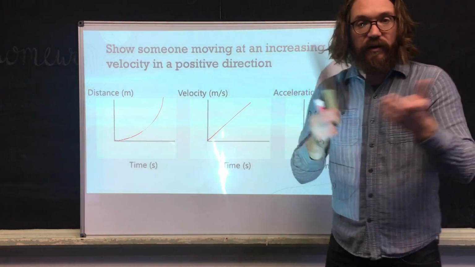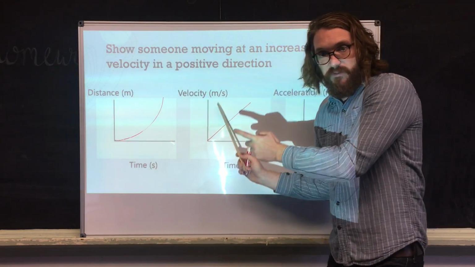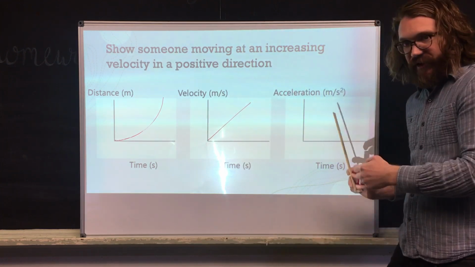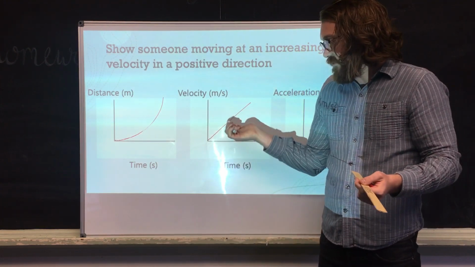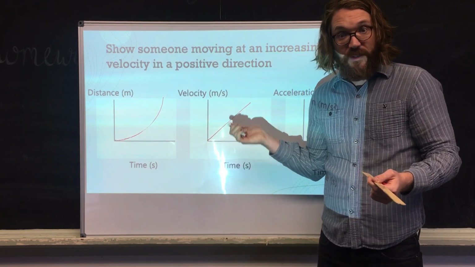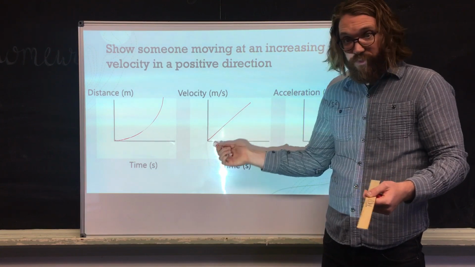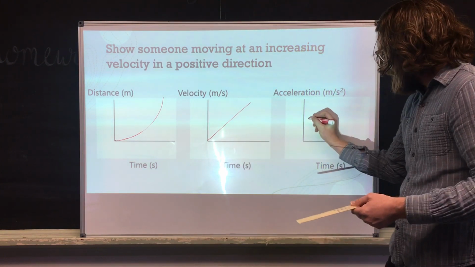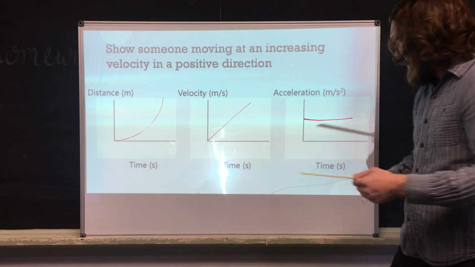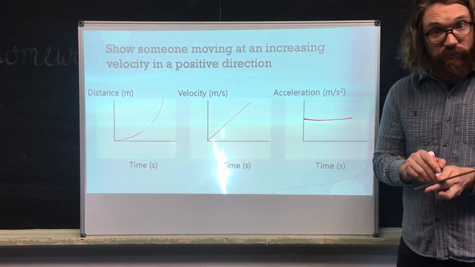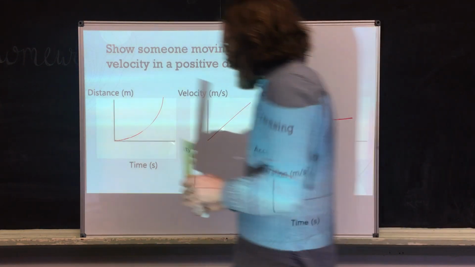Nice. Last trick, the slope of a velocity graph is acceleration. This one's easy. Is this line right here positive, negative, or zero? Well, the slope is going up, so it's positive. So I have a positive acceleration. Nice, right? Okay.